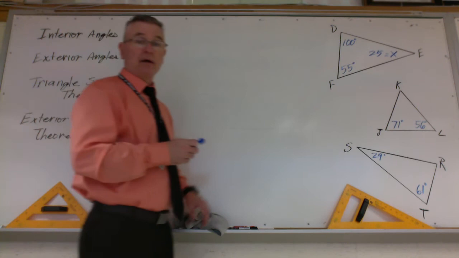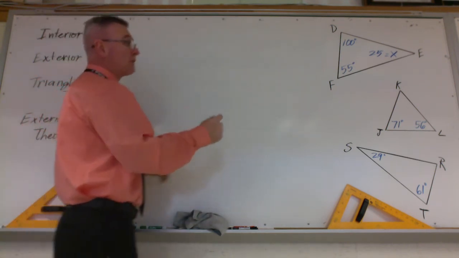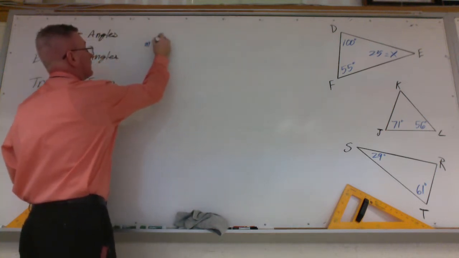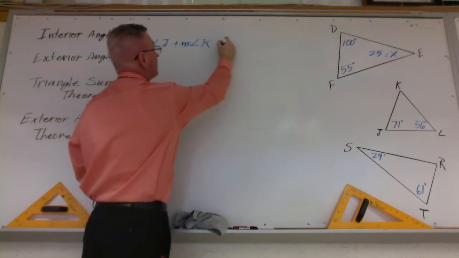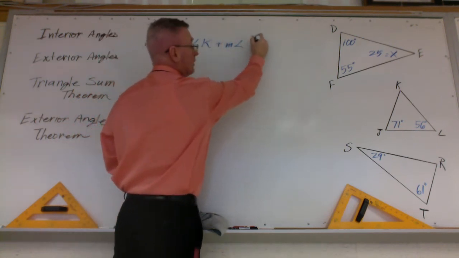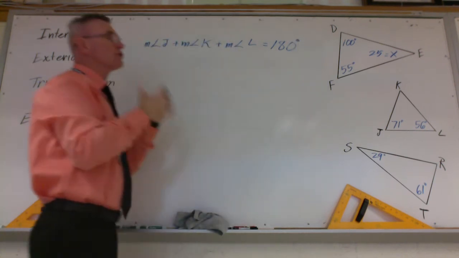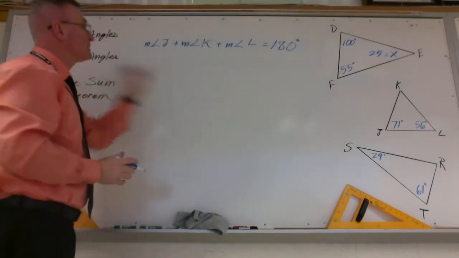All right, and we're back. So what do I need over here? Well, I've got J, K, and L. So let's say the measure of angle J plus the measure of angle K plus the measure of angle L equal 180 degrees. So I'm using the angle sum theorem to set up this equation.